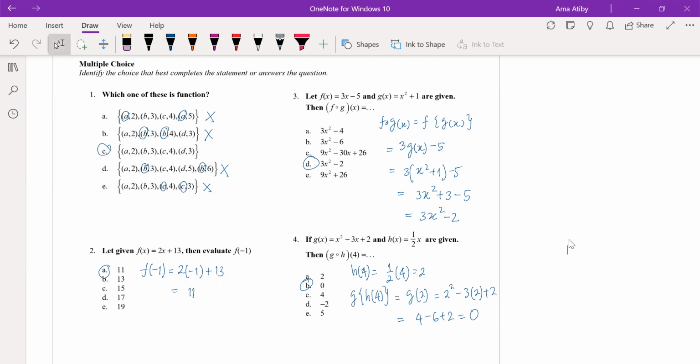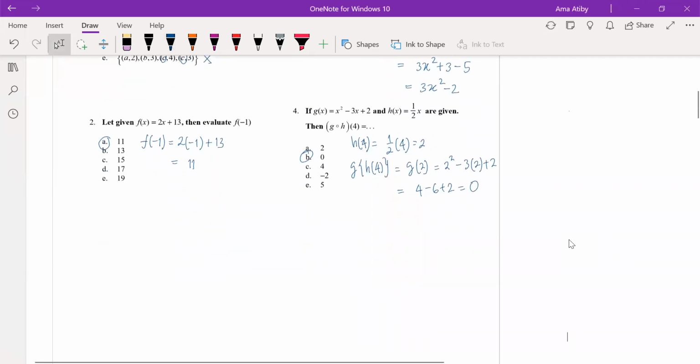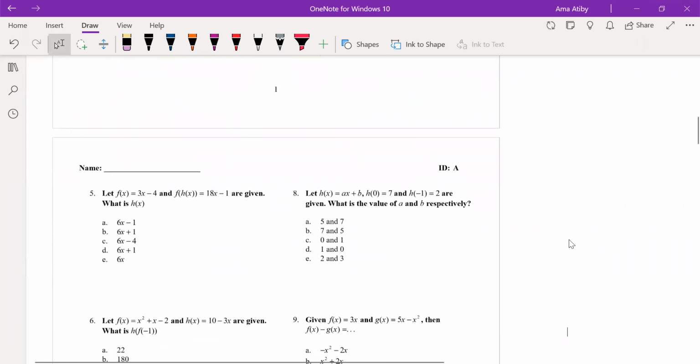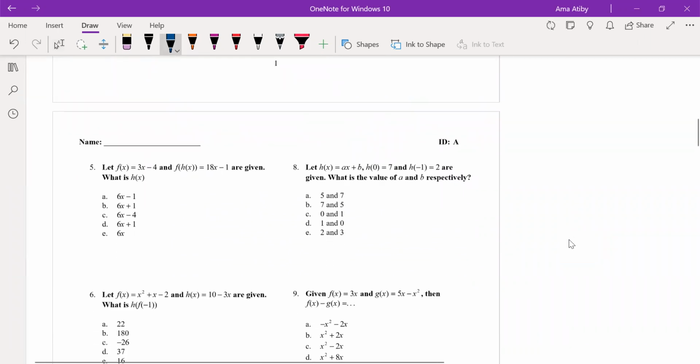Right, so let's move on to the next question, question number 5. In question number 5, we are given the function of f and the function of f of h of x. So it is a composition of functions. Let's first write the function of f of h of x like this. It is actually equal to h of x inserted into the function of f.